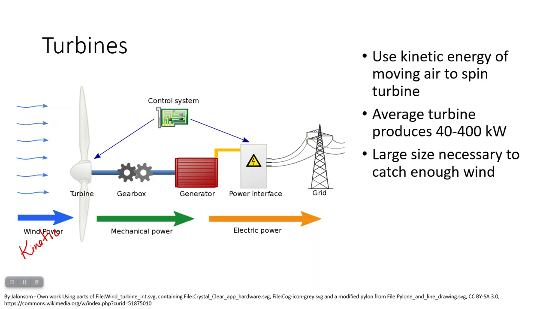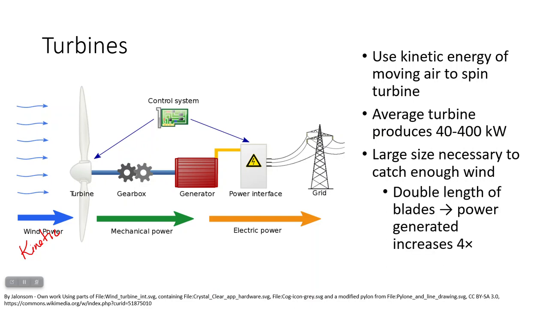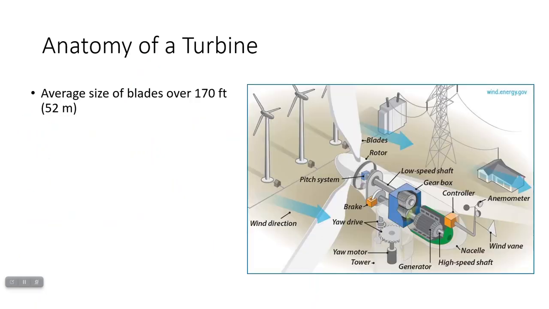The average wind turbine will produce about 40 to 400 kilowatts of power. And you need a larger size. The bigger the wind turbine you make or that you use, the more power that you can generate. So ultimately, if you double the length of the blades, and this is a blade, it's what catches the wind and does the turning, if you double the length of that blade, you're going to increase the amount of power that you generate by 4 times. So you're going to have a larger increase than you would expect in the power that's generated.